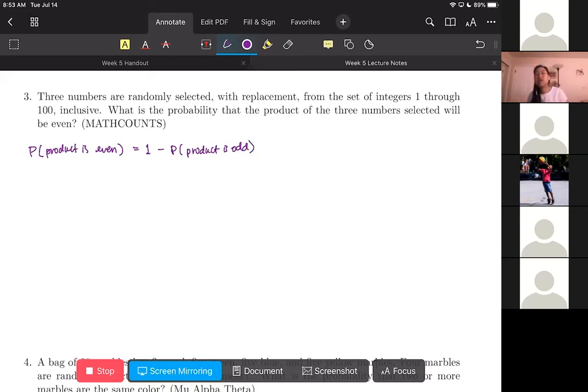And does anyone see why it might be easier for us to calculate the probability that the product is odd compared to the probability that the product is even? Does it have to do with the fact that if we were to lay out and look at how odd and even numbers multiply to produce even and odd, there are fewer ways to get an odd number through multiplication? Yeah, totally. So basically, if we get an even number, that means that at least one of the integers that we select is even.